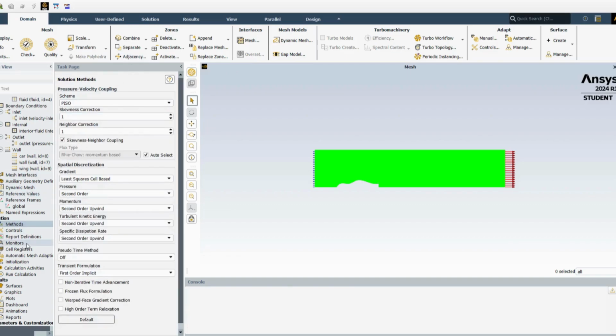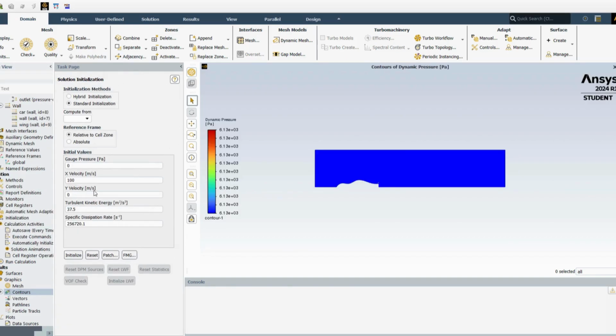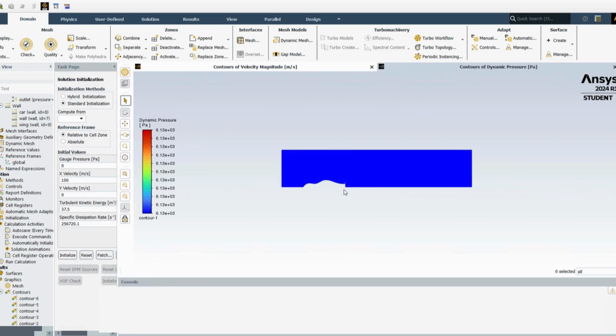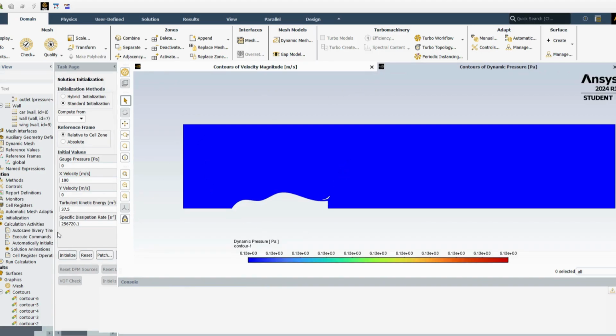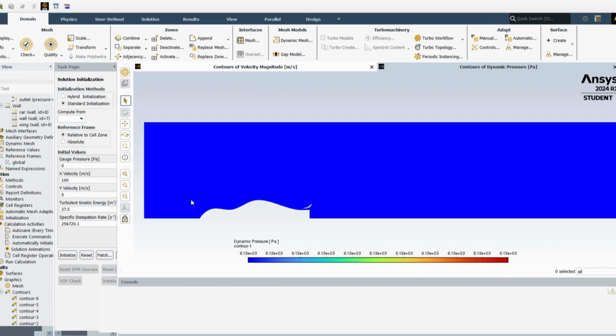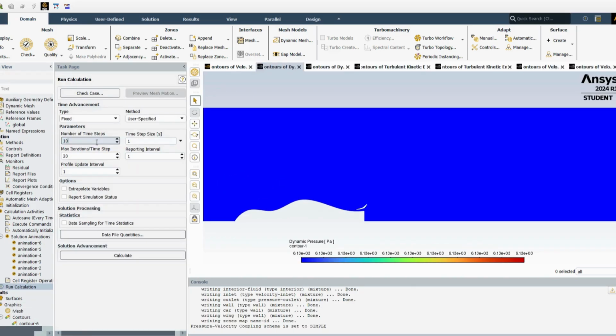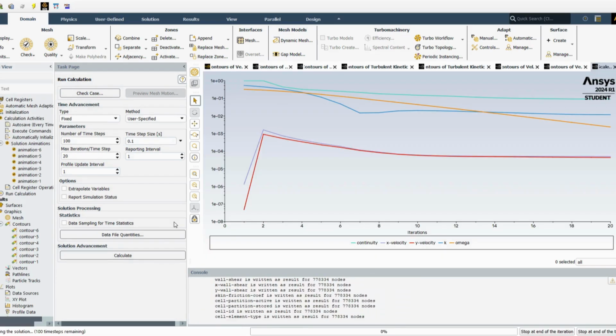After meshing the model, I set up the simulation including the turbulence model and boundary conditions. For our case, we will work with a high velocity of 100 meters per second because we simulate a race car at high speeds. I chose the scheme method, time steps and their size, iterations per time step, and then I ran the simulation.